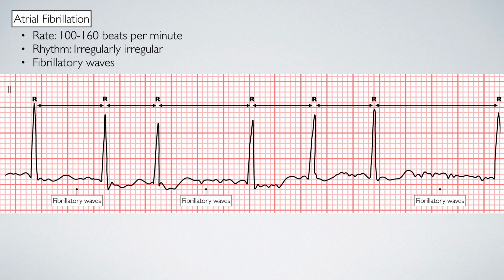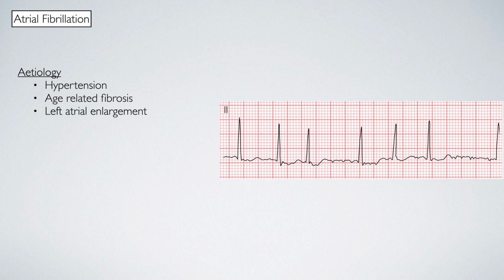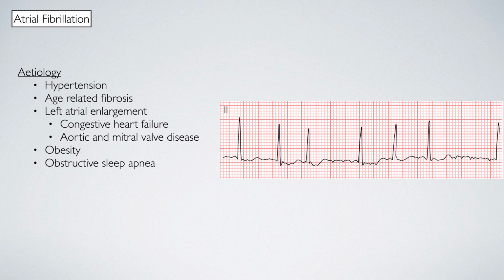There are many causes of atrial fibrillation, and the most common causes are hypertension, age-related fibrosis of the atria, conditions which stretch the atria such as heart failure, aortic and mitral valve disease. Obesity, obstructive sleep apnea and psoriasis have also been linked to an increased incidence of atrial fibrillation. The mechanism that drives atrial fibrillation are multiple wavelets.